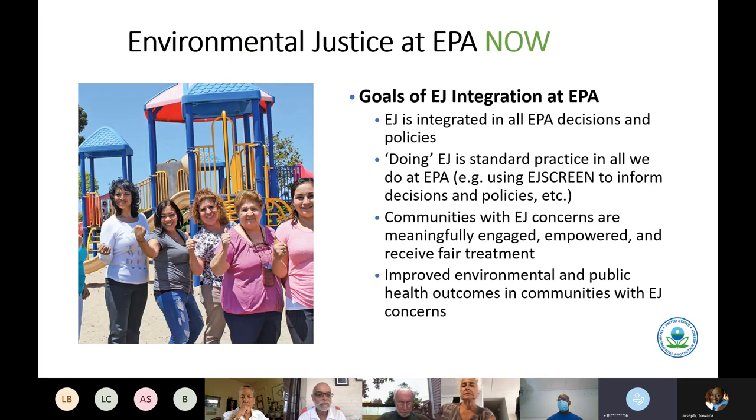So EJ at EPA now, our goal is EJ integration at EPA. EJ is integrated in all EPA decisions and policies. Doing EJ is standard practice in all we do at EPA. Example, using EJSCREEN to inform our decisions and policies. Communities with EJ concerns are meaningfully engaged, empowered, and receive fair treatment. Improve environmental and public health outcomes in communities with EJ concerns.